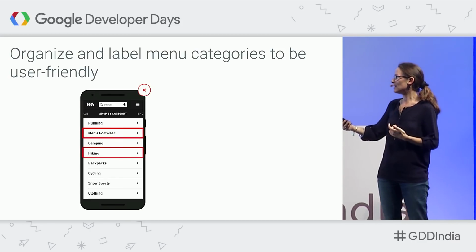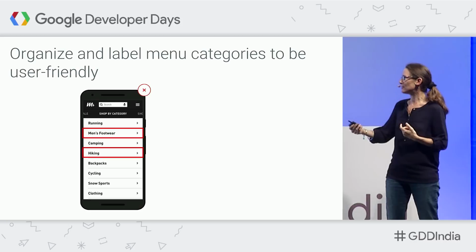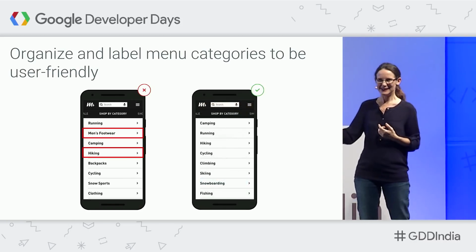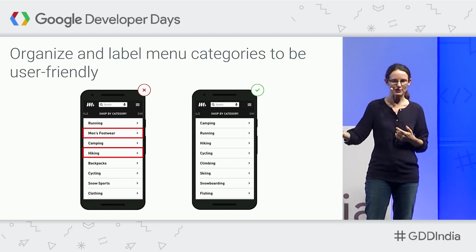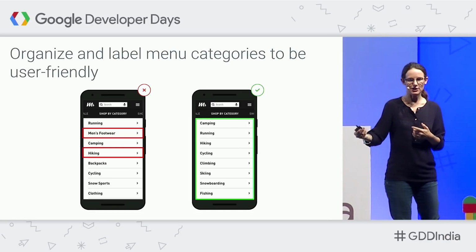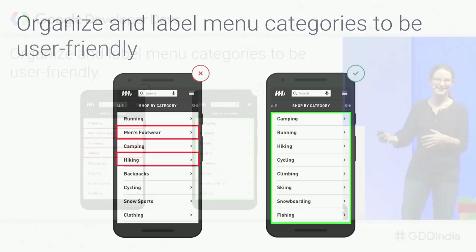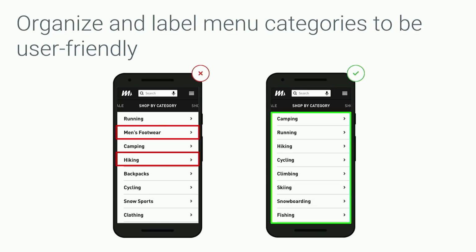So if they're looking for men's hiking boots, is that in men's footwear or is it in hiking? Okay? So think about your categories like this. On the right-hand side, we see that they've just focused on the activities, so much cleaner, and it doesn't give users this kind of conflict in their minds.